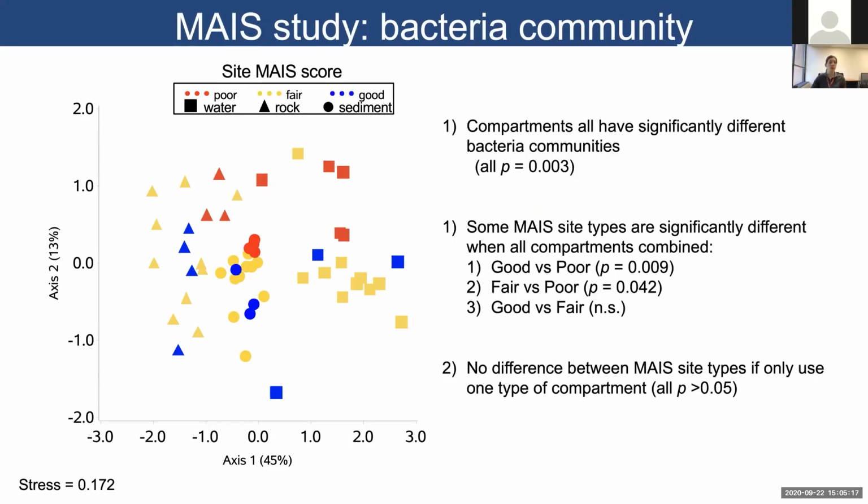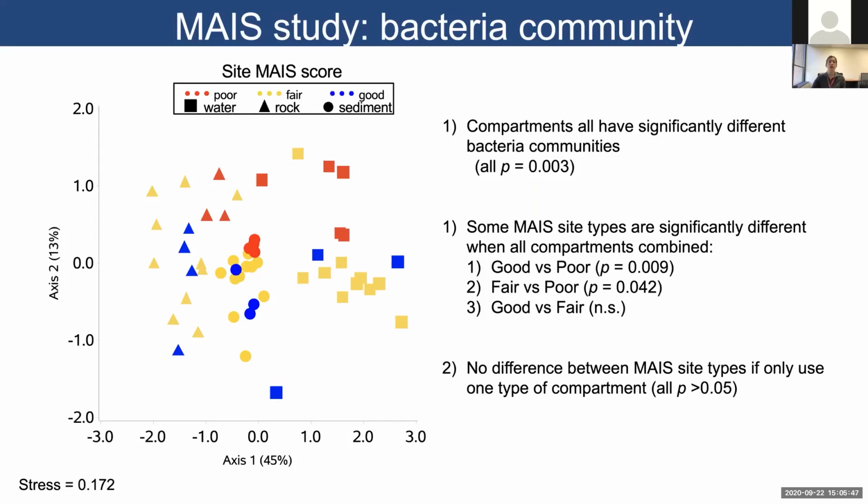So when we compared the bacteria community composition between habitat compartments, we found that each habitat had a distinct bacteria community. When we aggregated the communities from all the different habitat types together, we found that there was a difference between good and poor type MAIS scores, as well as between fair and poor, but no difference distinguishing between good and fair MAIS score communities.